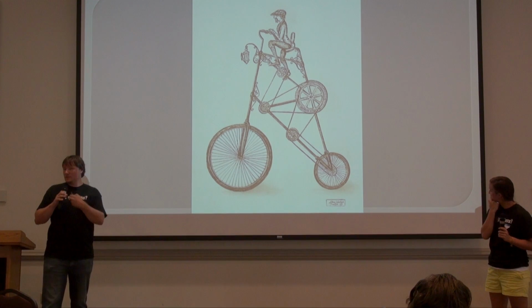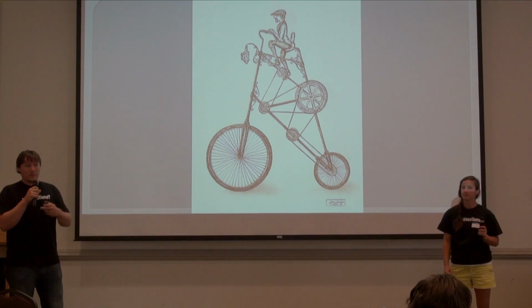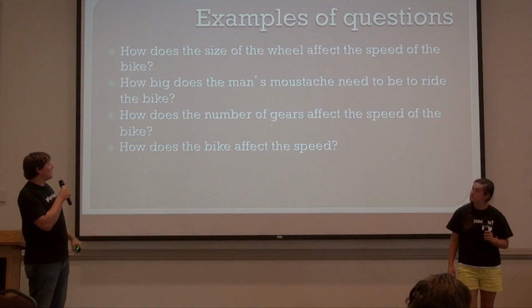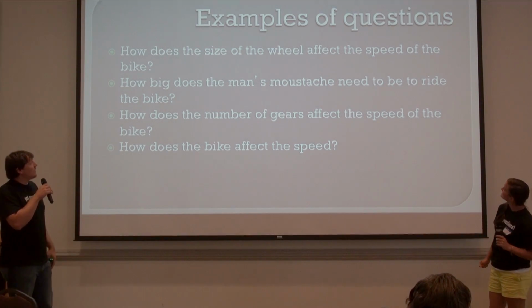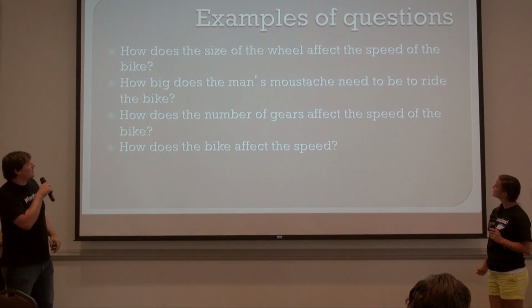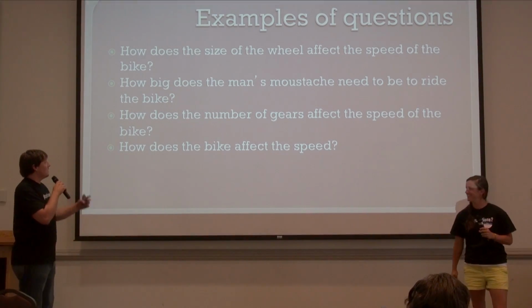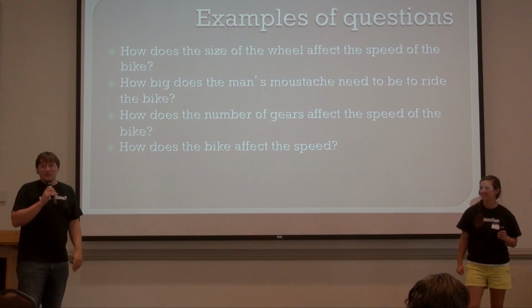So these are all things to inspire, and I wrote down a few questions that some of my students have had in the past. These are some of the questions that they've come up with. How does the size of the wheel affect the speed of the bike? How big does the man's mustache need to be to ride the bike? How does the number of gears affect the speed of the bike? And how does the bike affect the speed?